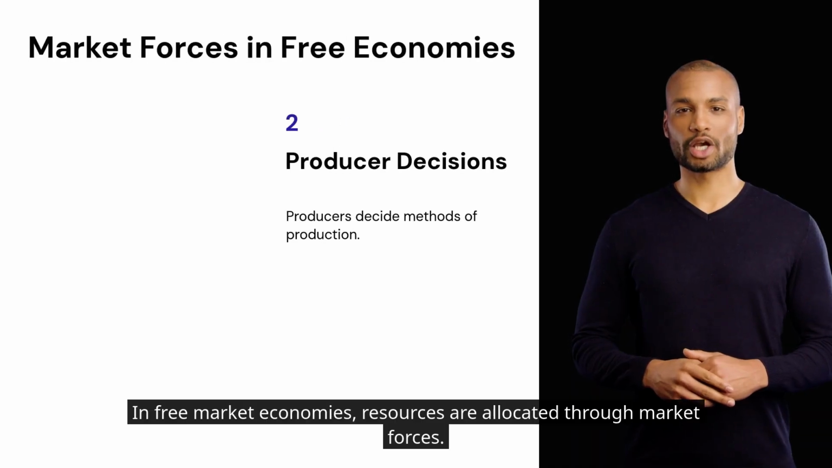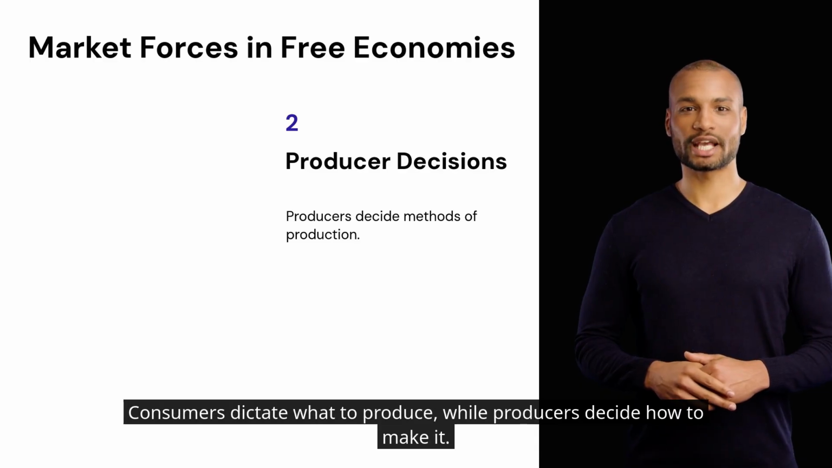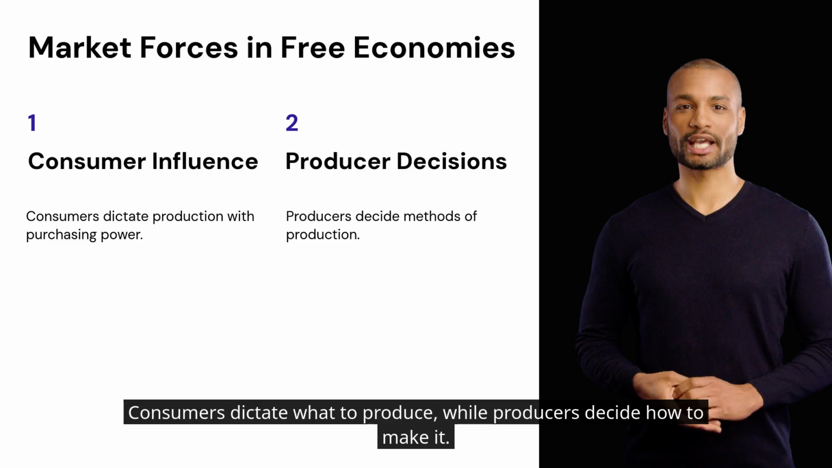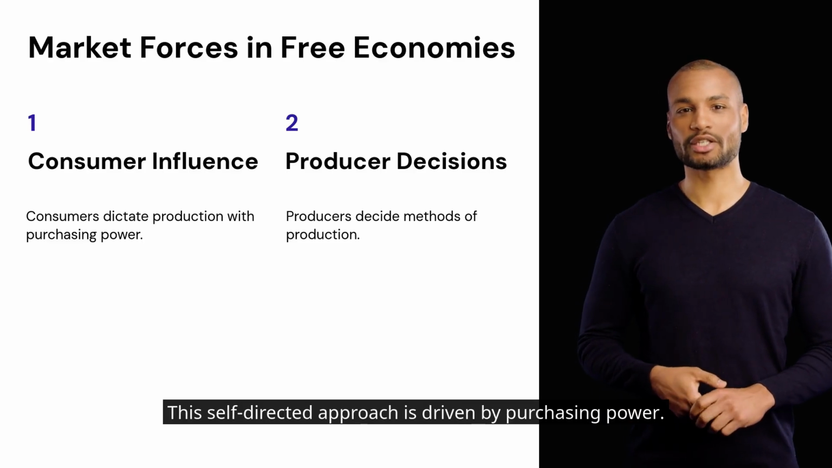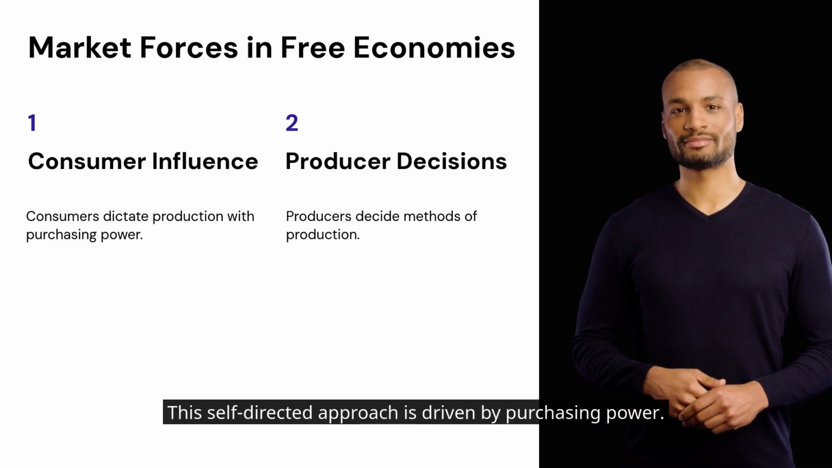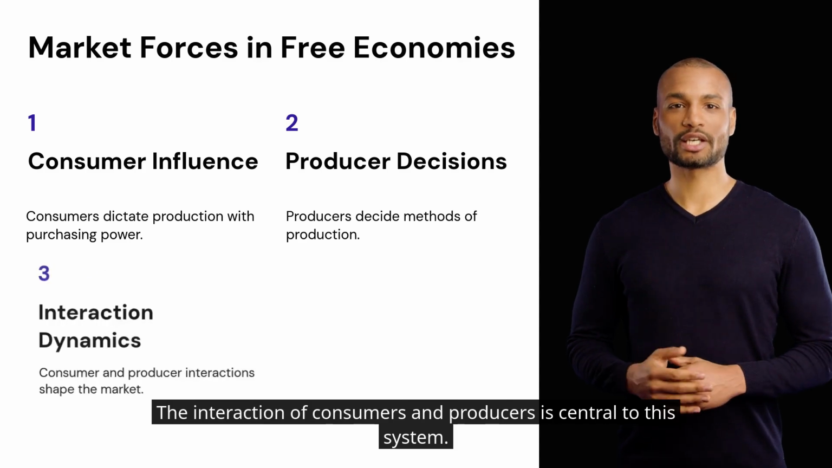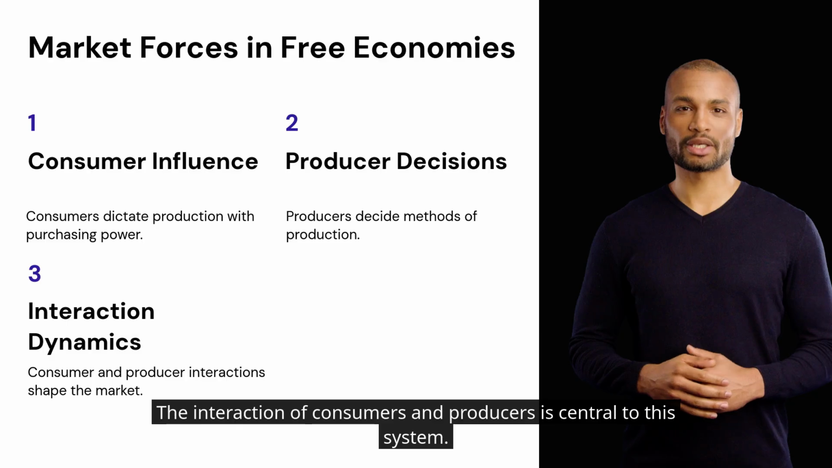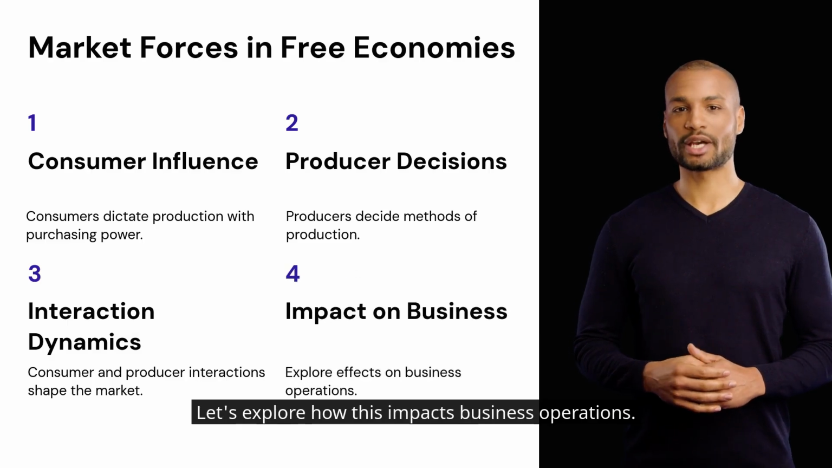In free market economies, resources are allocated through market forces. Consumers dictate what to produce, while producers decide how to make it. This self-directed approach is driven by purchasing power. The interaction of consumers and producers is central to this system. Let's explore how this impacts business operations.